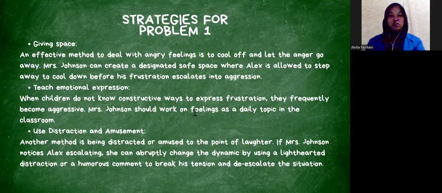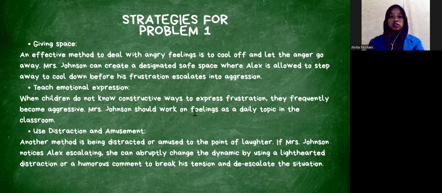the point of aggression. And strategy number 2 is to teach emotional expression. A lot of kids act out because they don't have the vocabulary to say, like, I'm frustrated, I'm angry. And if Mrs. Johnson makes talking about feelings a daily classroom topic, Alex can learn ways to express his anger using words rather than actions.